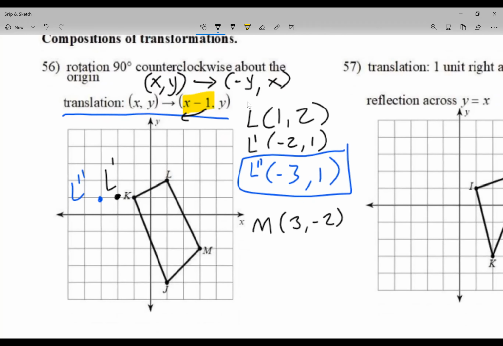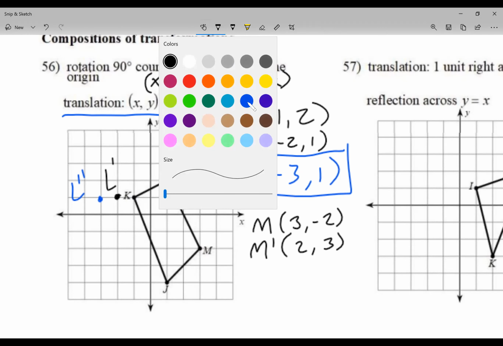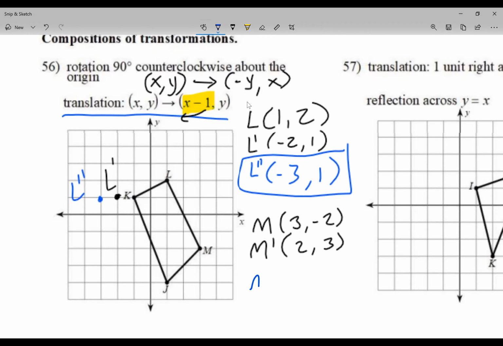My coordinates of F prime, a 90 degrees counterclockwise rotation about the origin. According to the rule, I'm going to have 2, 3. Right, positive 2, positive 3. Notice I switched the sign on the 2. Now my M double prime, I'm going to do this algebraically. I know I have to subtract 1 from x, so my values are 1, comma 3.